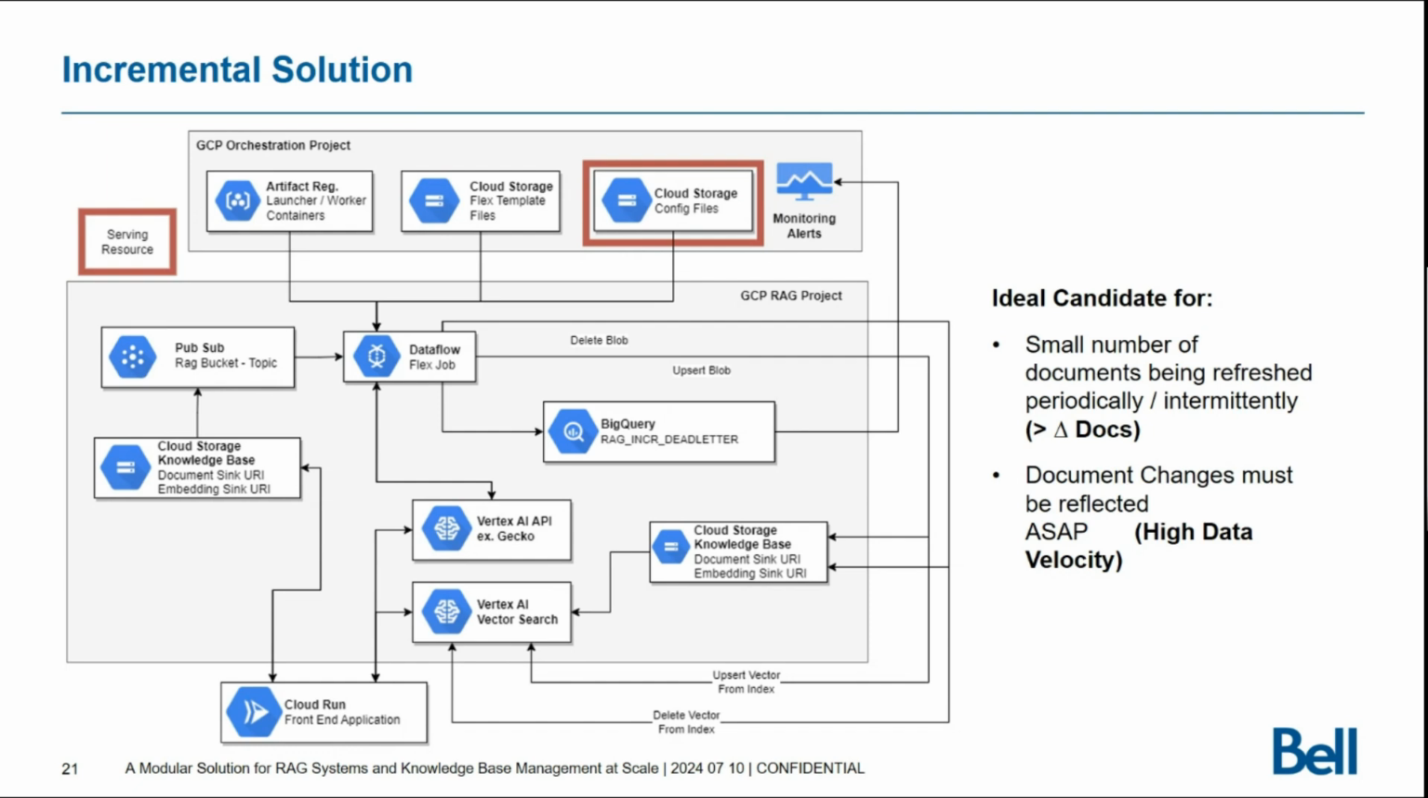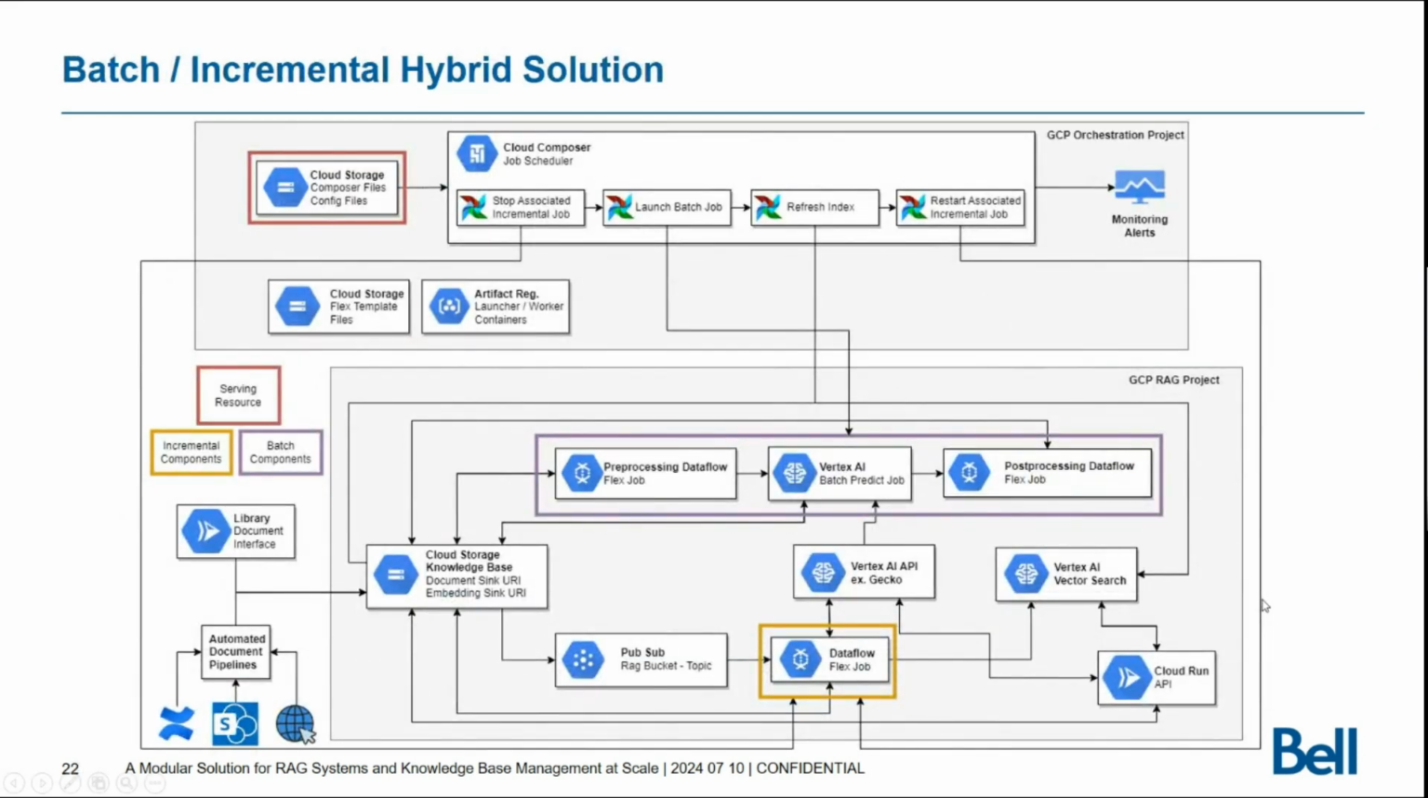So seeing kind of both the batch and incremental solution, you might be saying, okay, well, which one do I pick then? And the answer is both. Like what we have done at Bell is we've created a hybrid solution. We can stick them together and they kind of account for each other's shortfalls. Yes, there's a little more orchestration involved, but you really get the best of both worlds.